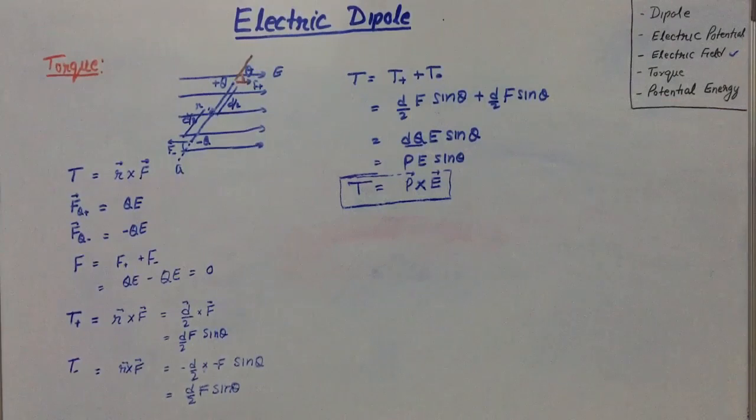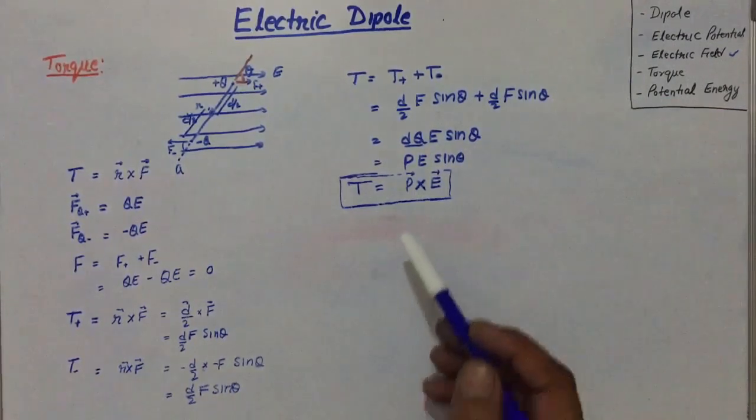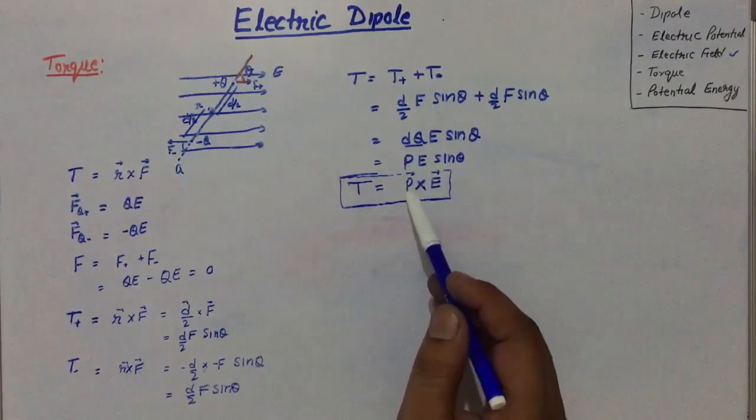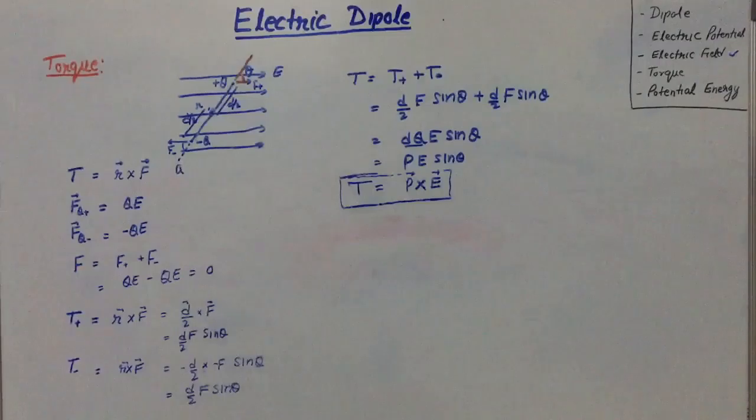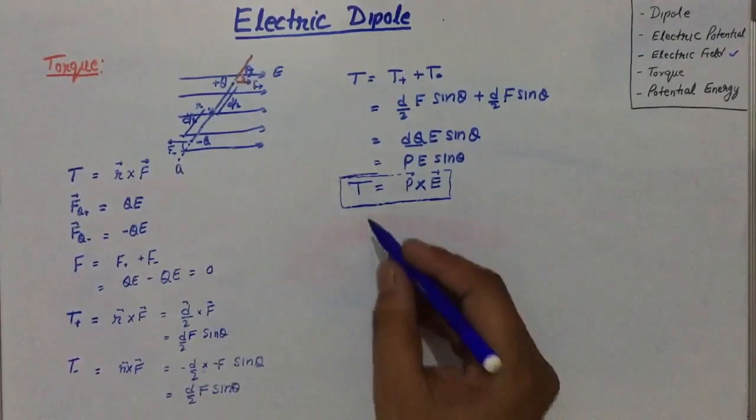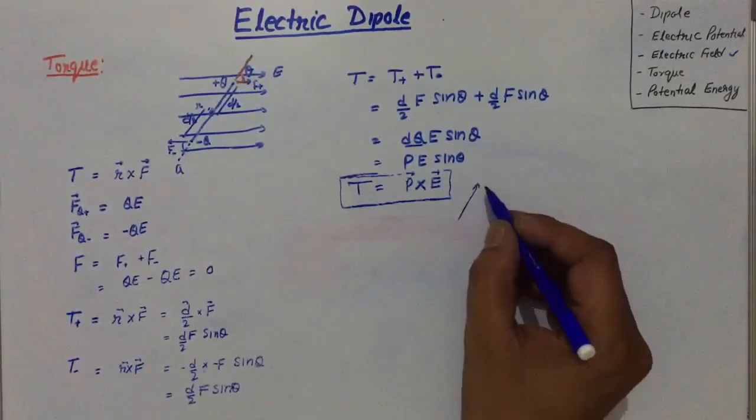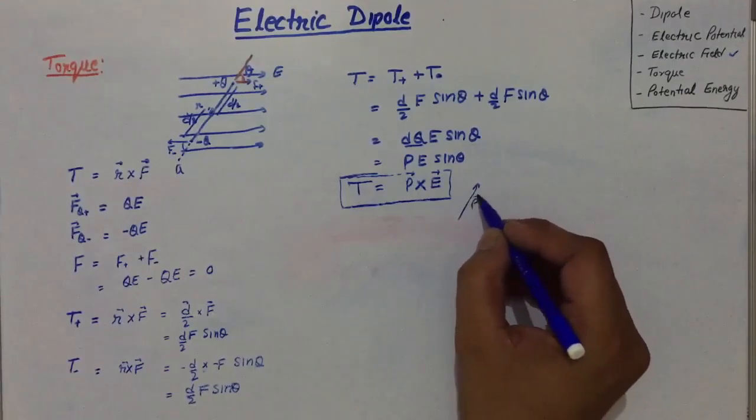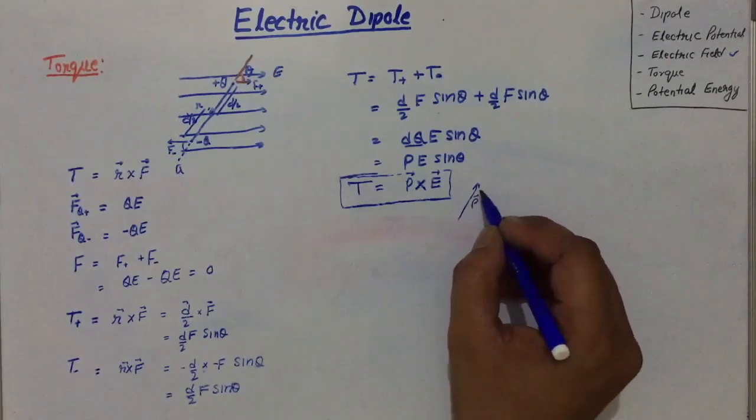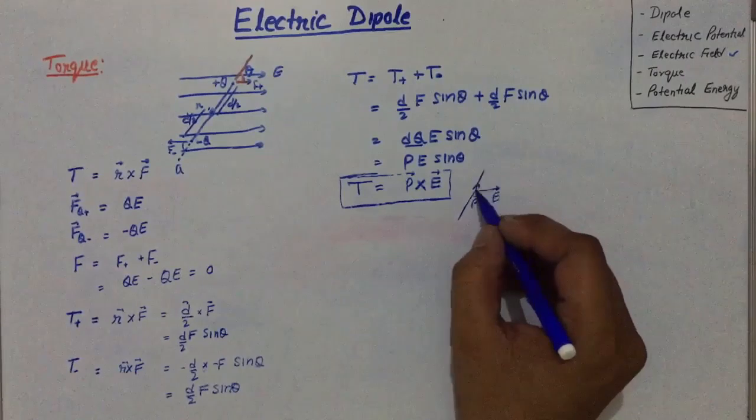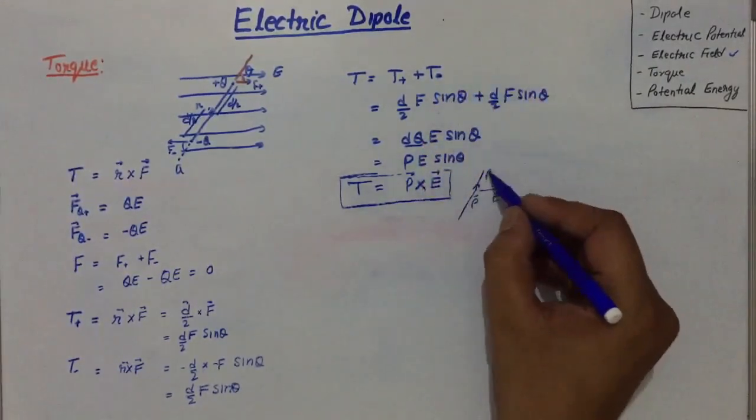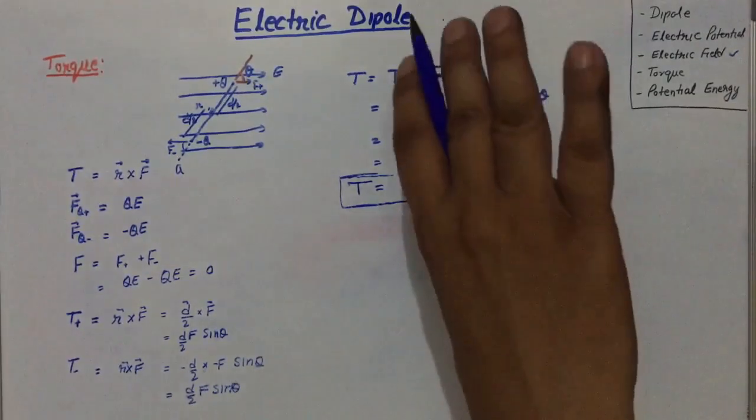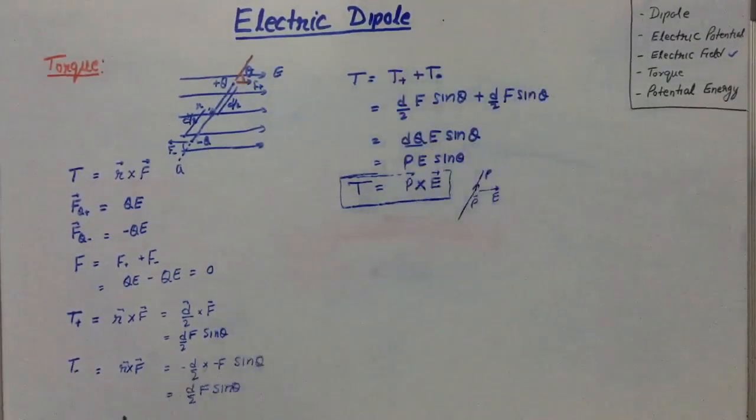And the direction of the dipole moment is from negative Q to positive Q. So this is the direction of P and this is the direction of E. The direction of torque will be the cross product of P and E, that will be inside.